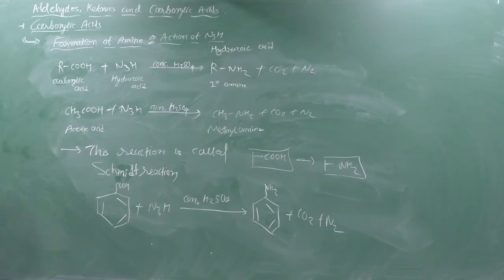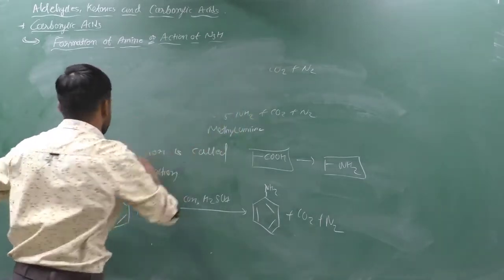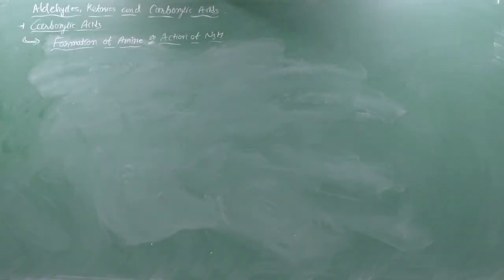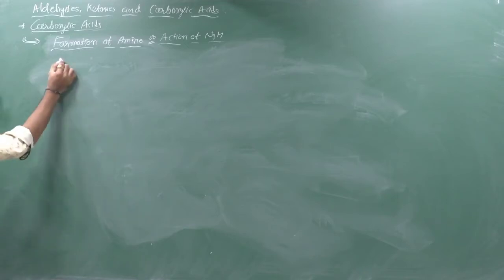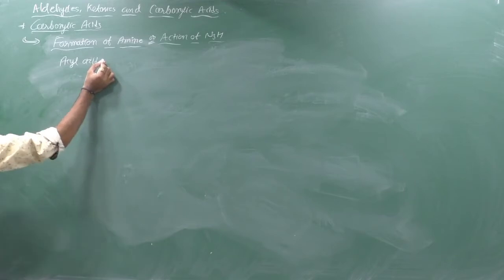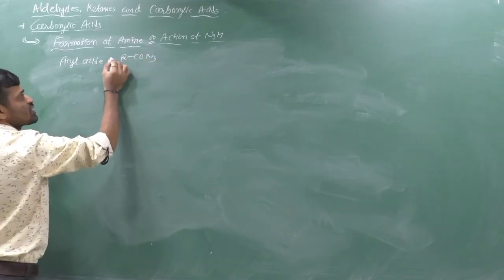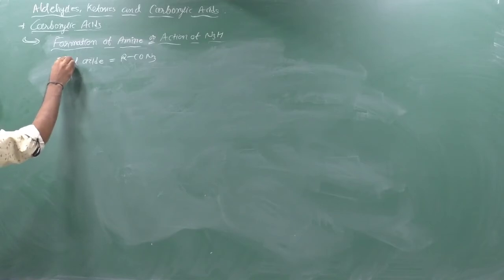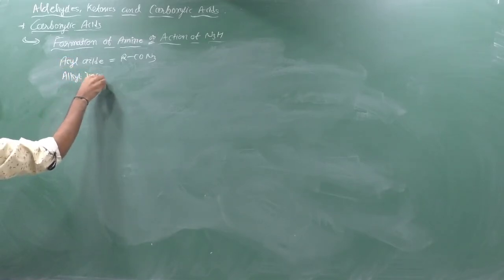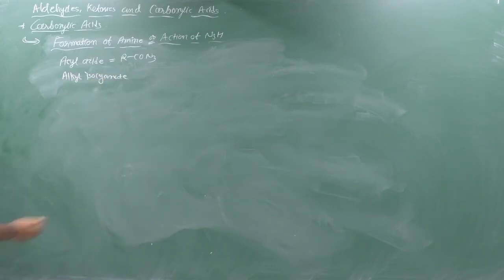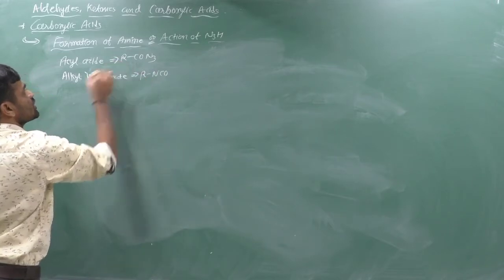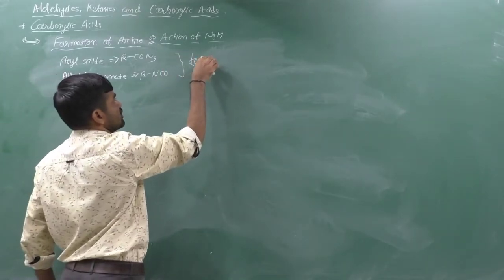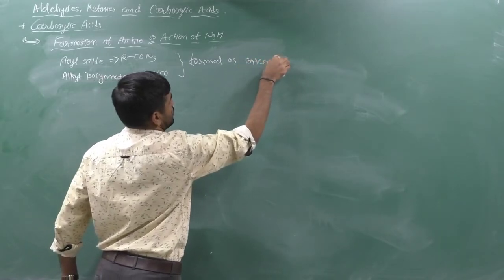Any doubt? Next. In this, whatever we discuss, you have to remember all these conversions, friends. In this reaction, the acyl azide, the formula of acyl azide is RCON3, and alkyl isocyanate, which is RNCO, are formed as an intermediate. These are formed as intermediates.